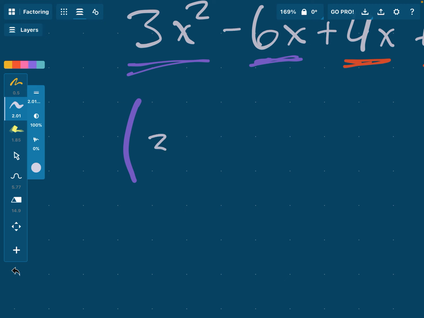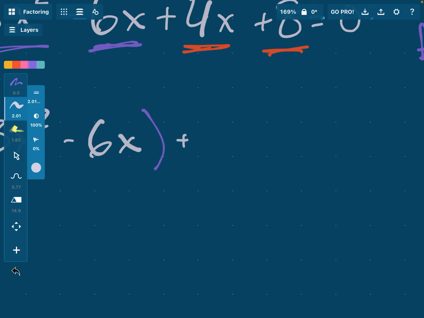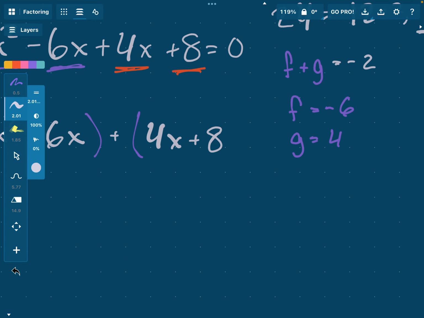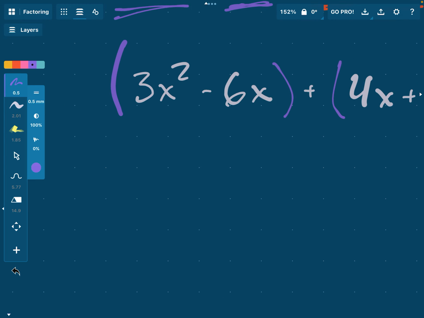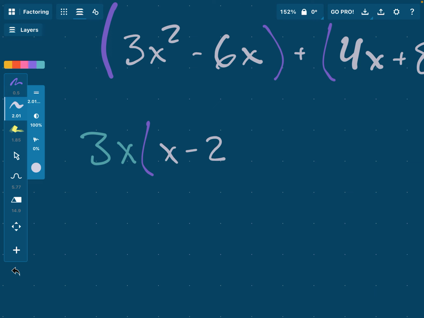Okay. So we have 3x squared minus 6x plus 4x plus 8, which is going to give us 0 in the end. Again, we're going to pull out the greatest common factors. In this case, we're going to pull out 3x, and we're going to be left with x minus 2.